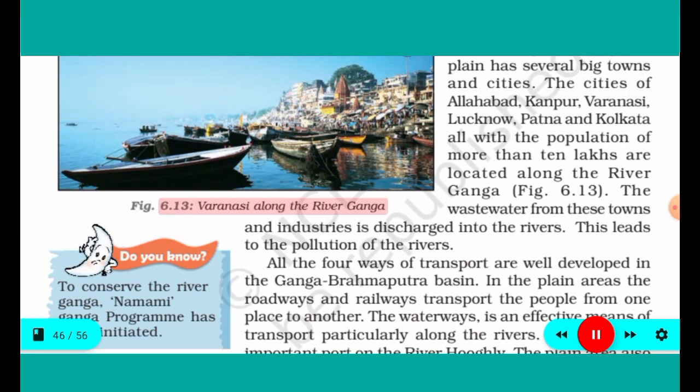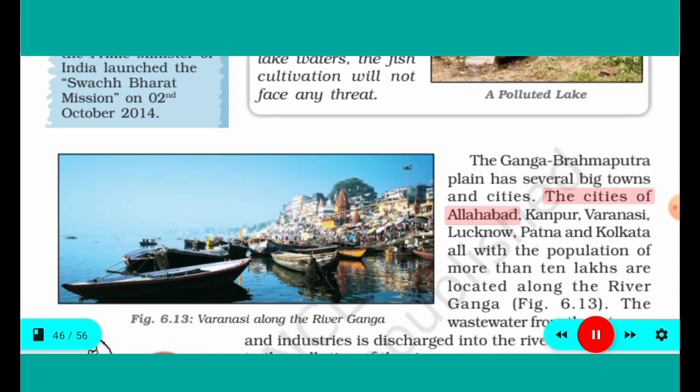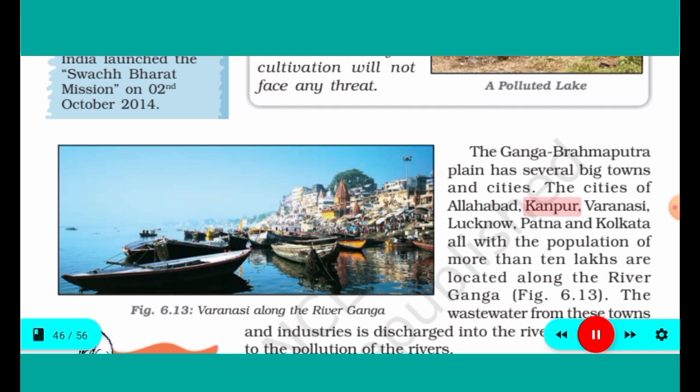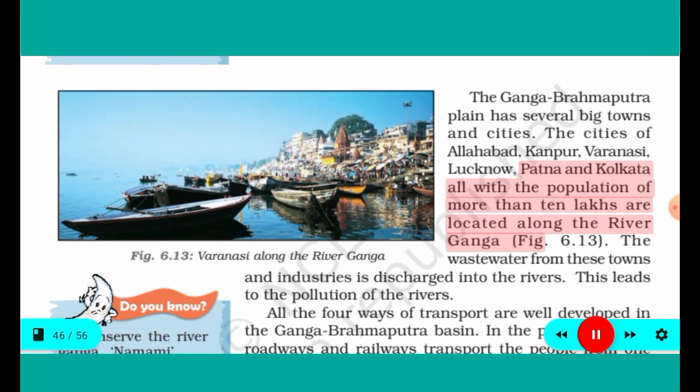Fig. 6.13, Varanasi along the river Ganga. The Ganga-Brahmaputra plain has several big towns and cities. The cities of Allahabad, Kanpur, Varanasi, Lucknow, Patna and Kolkata, all with a population of more than 10 lakhs, are located along the river Ganga.